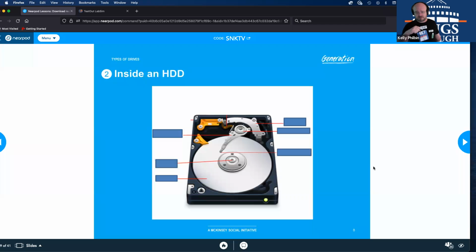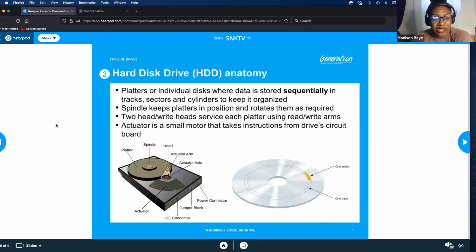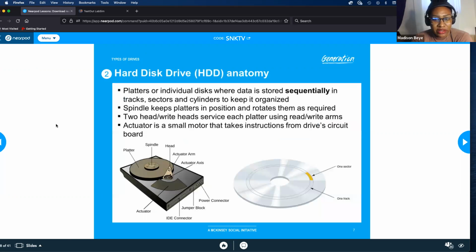Madison. On the previous slide, it mentions that there are two heads that service the platter, but I only see one. Is it underneath by chance? Sometimes, if you have two platters together, you may have a head on either side of the platter. Two heads attached like this, moving back and forth together. So one would be above the platter, one would be under the platter. If that makes sense.